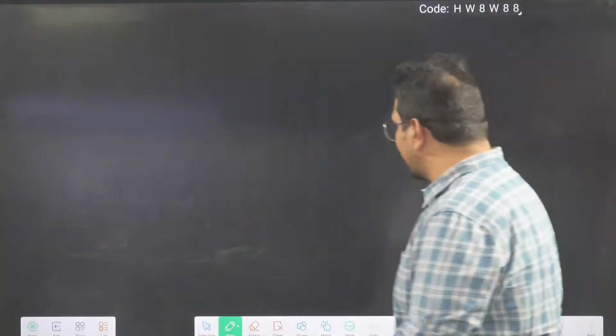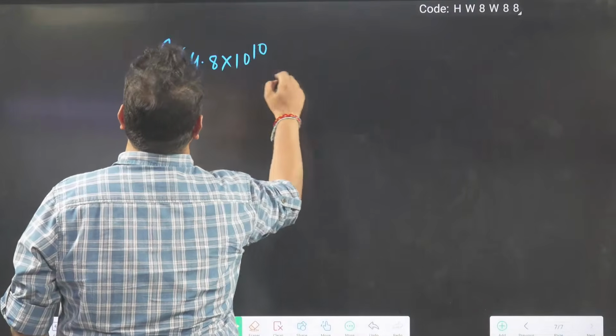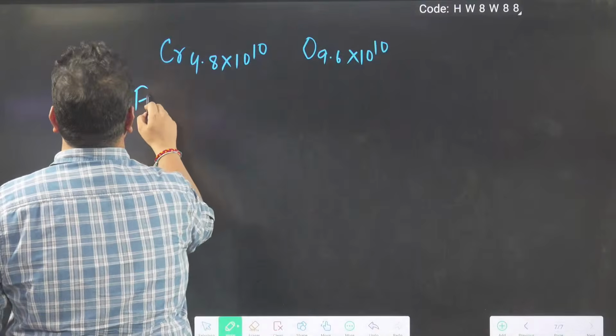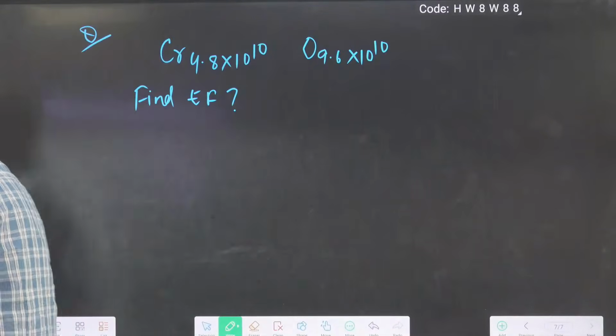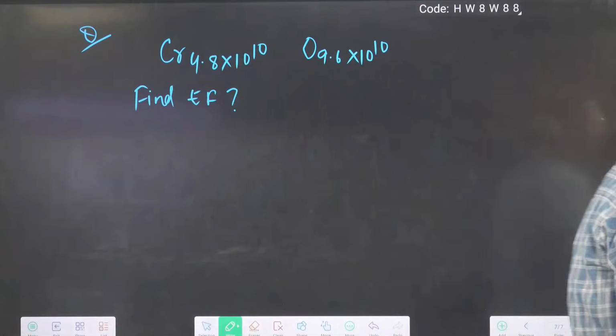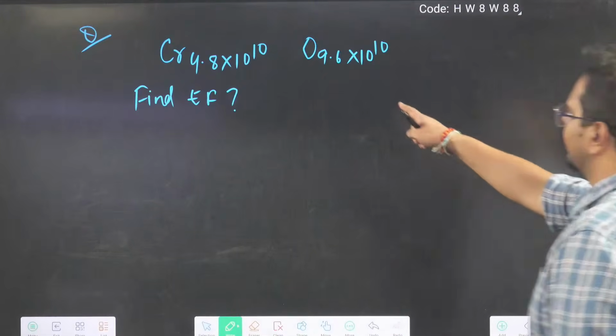Next example is in our gym material only. Chromium 4.8 into 10 power 10 are there. Oxygen 9.6 into 10 power 10 are there. You have to find the empirical formula. Fast. Sir, this time you are giving us number, because unit you are not giving here.